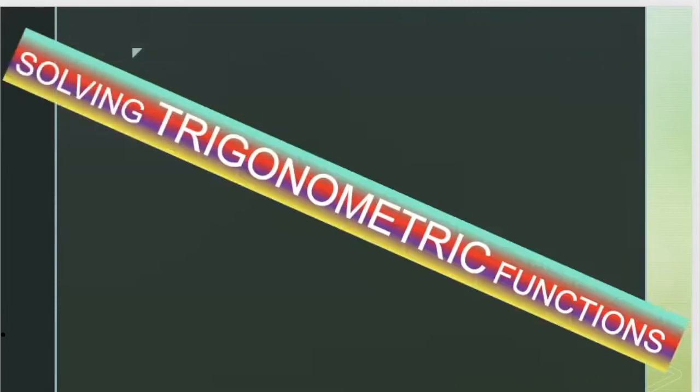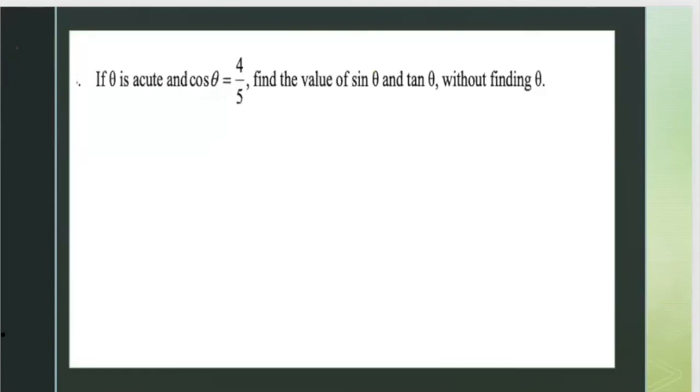So if I'm going to solve a trigonometric function, let's look at it. It says if theta is an acute angle, and cos theta is equal to 4 over 5, so this would be the triangle. This is theta.